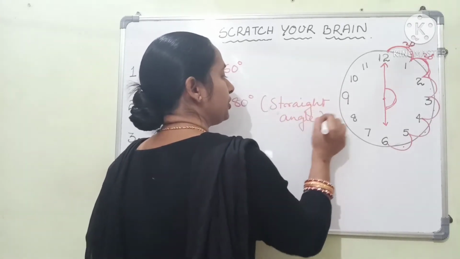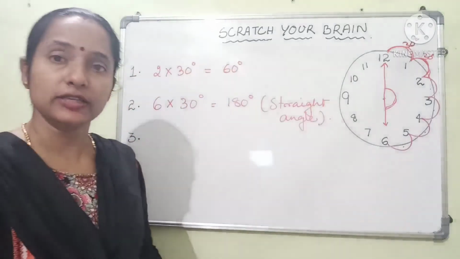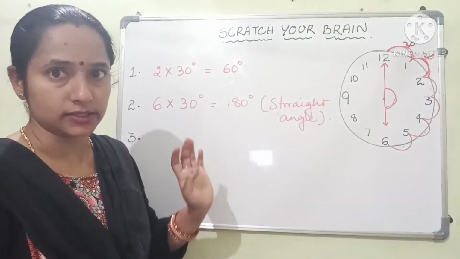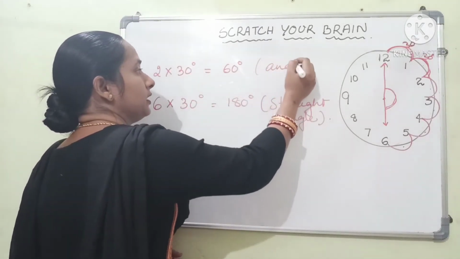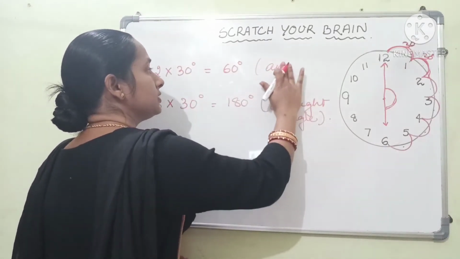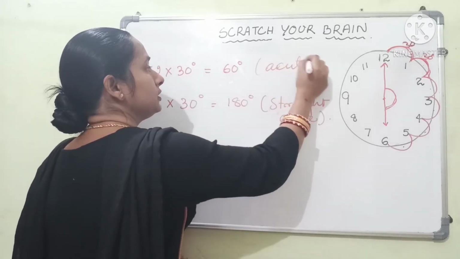What is the measure of a straight angle, children? The measure of a straight angle is 180 degrees, which we have already learnt, isn't it? And what angle is it? It's an acute angle.